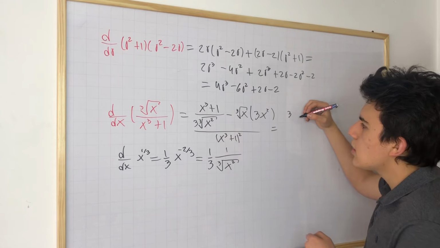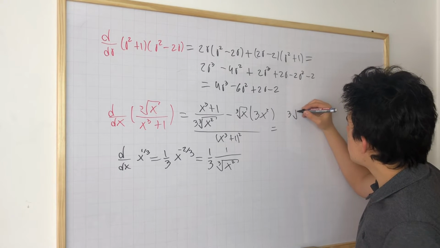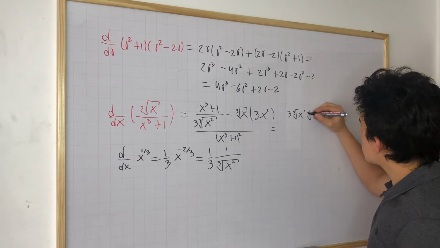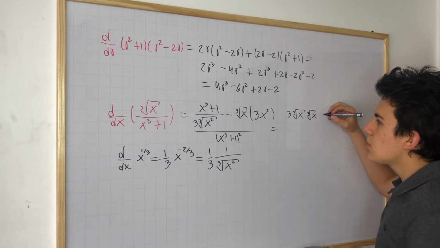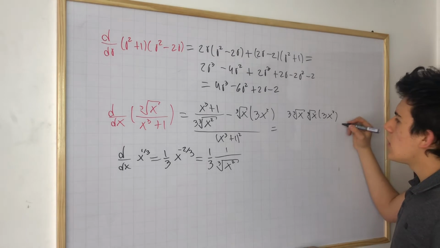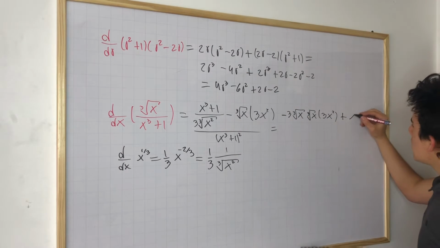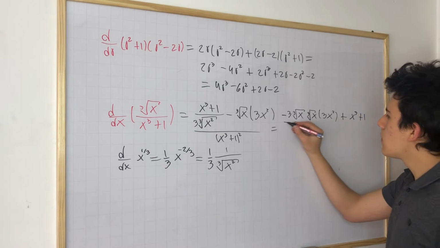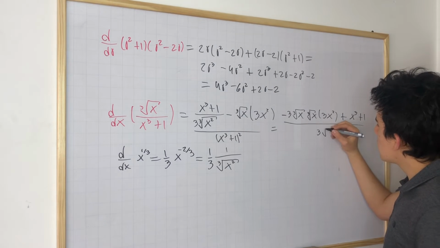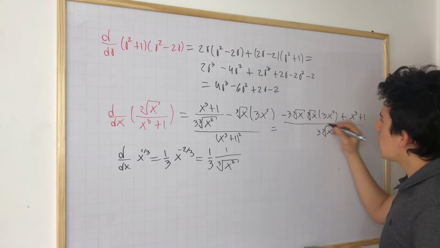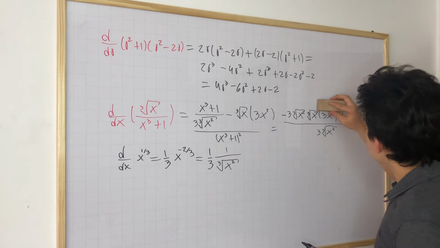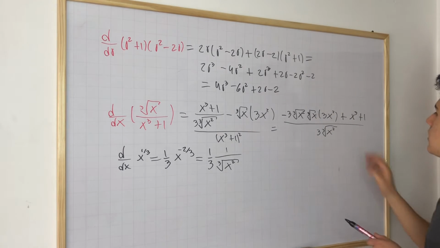I'm gonna write this first. So we've got 3 times cubic root of x times cubic root of x times 3x squared, and now this was actually minus, and then plus x cubed plus 1. And now we can just simply leave this the same, so cubic root of x squared. And I actually missed the squared in here. Actually, it was not squared in this one. So this is how much we should get.